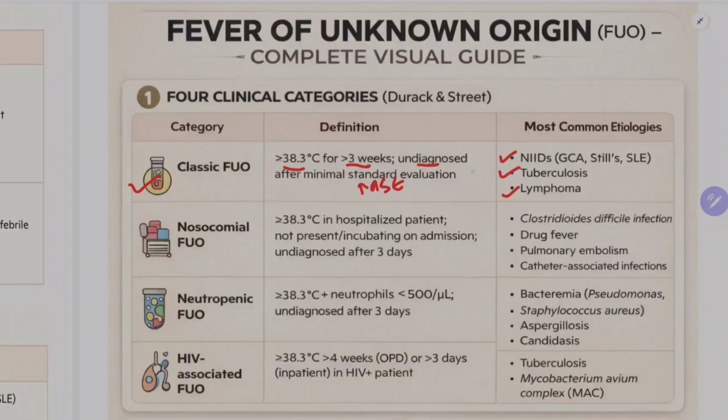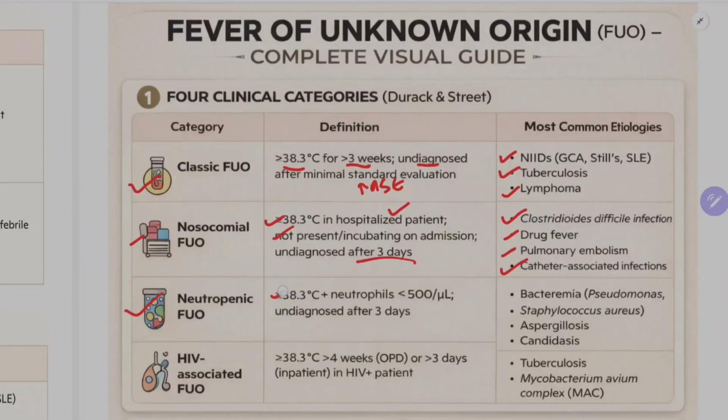Third is NIIDs, giant cell arthritis, adult onset Still's disease, and SLE. Nosocomial FUO, more than 38.3, hospitalized patient, not presenting with fever initially, undiagnosed after 3 days. So commonest causes, you just remember the scenario of admitted patient. So Clostridial difficile, drug fever, pulmonary embolism, catheter-associated infections, and sinusitis.